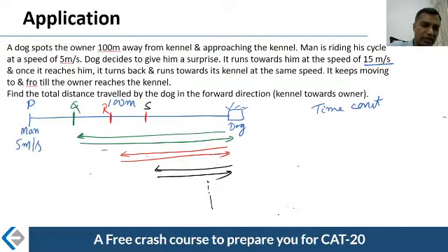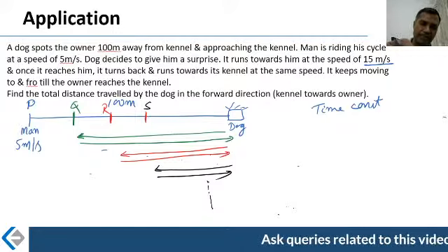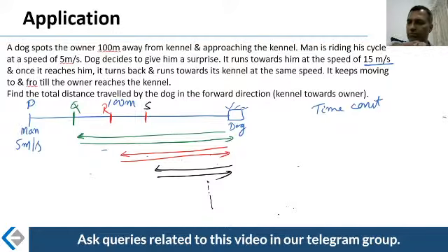What is the constant thing between the both of them? Time is constant. The time taken by the man to cover 100 meters at the rate of 5 meters per second is the same time the dog was active with a speed of 15 meters per second. Both of them are the same. Therefore, time is constant.